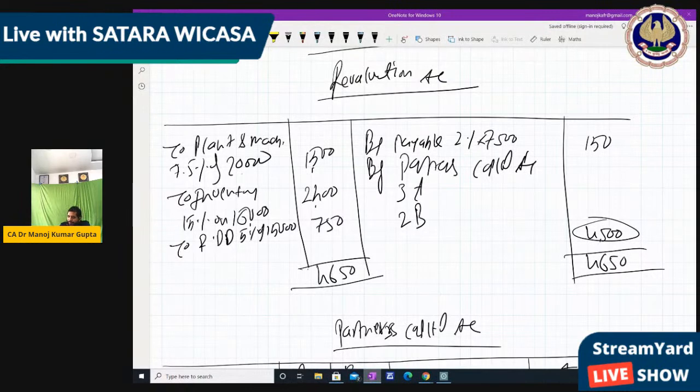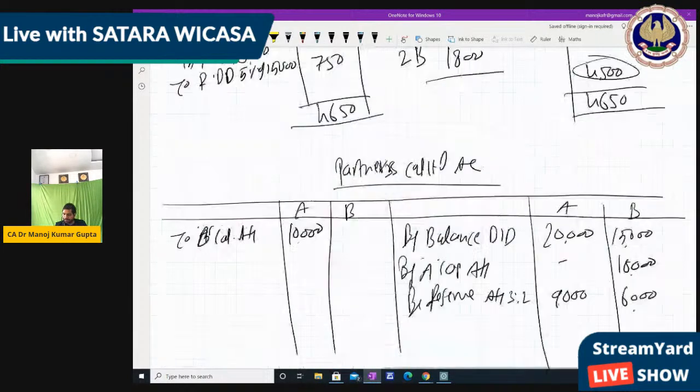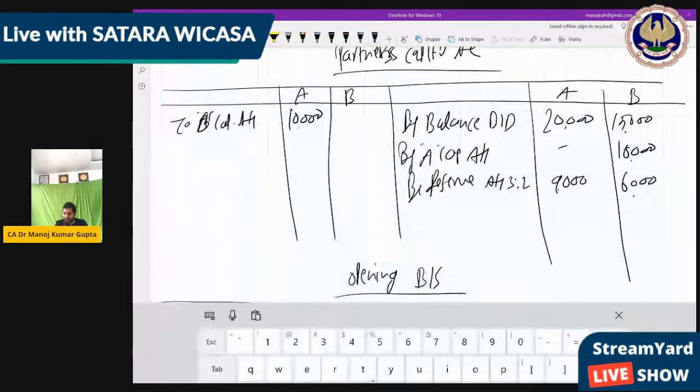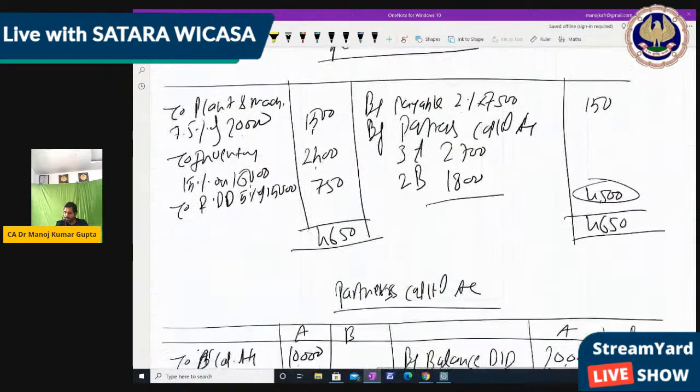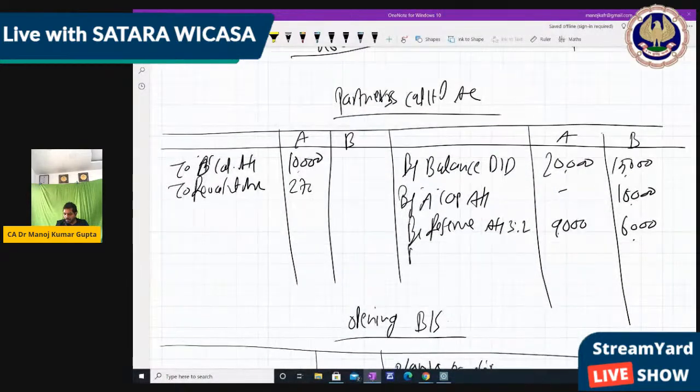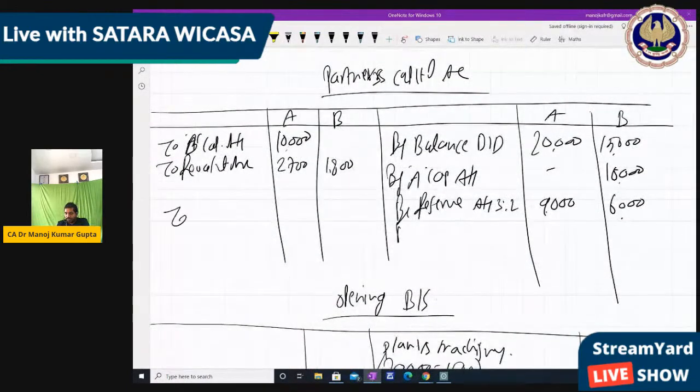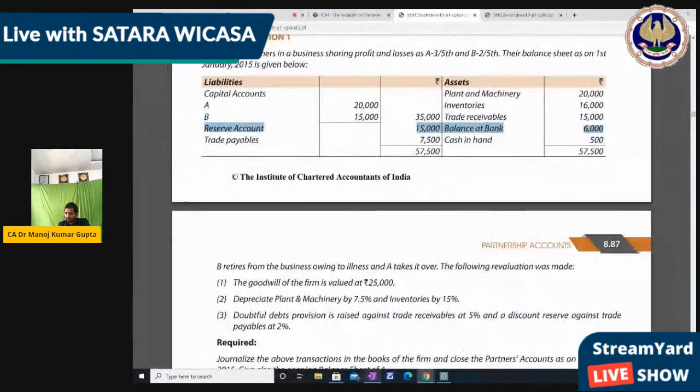3:2, divided by 5 into 3, 2,700, 1,800, right? So, to revaluation account 2,700, 1,800. Now, what do they say, it will be transferred to bank or it will be paid.